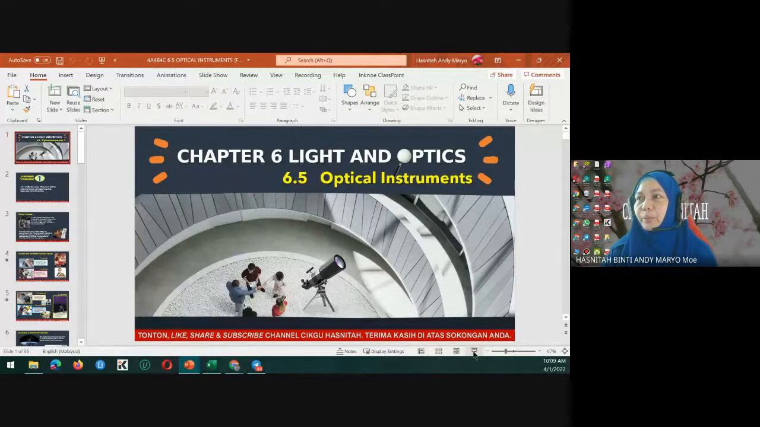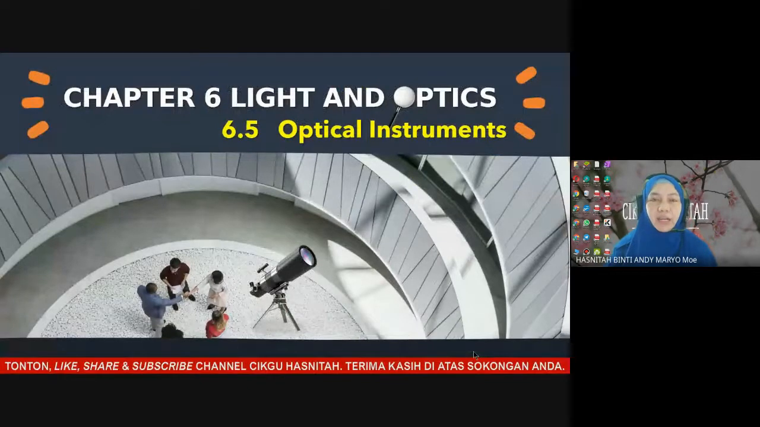Okay, 6.5, this is optical instrument. Before this, we have learned about lenses, how to draw a ray diagram for lenses, for both convex and concave. These rules of drawing are very important. It will be tested in this coming exam. There will be questions asking you to draw either a ray diagram for lenses or a ray diagram for mirror. Ray diagram for mirror we are going to learn tomorrow in 6.6.